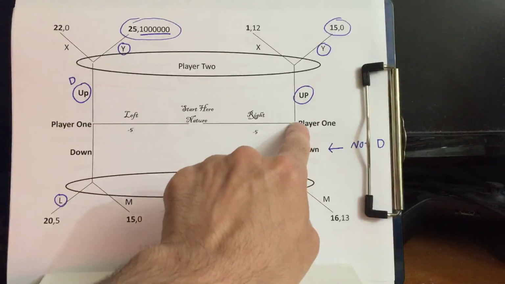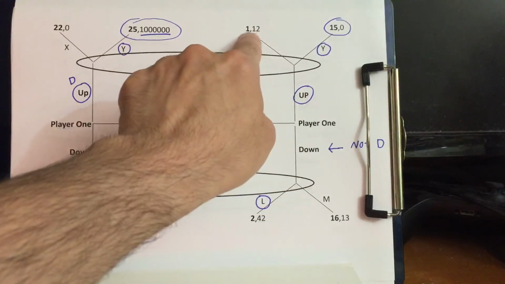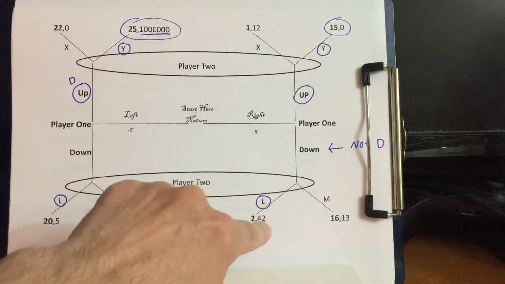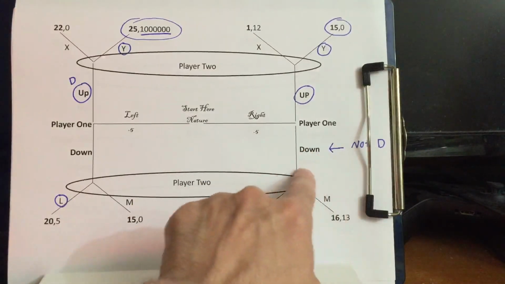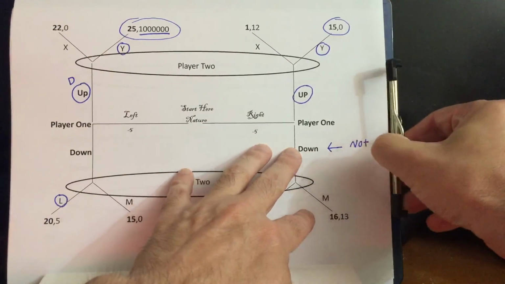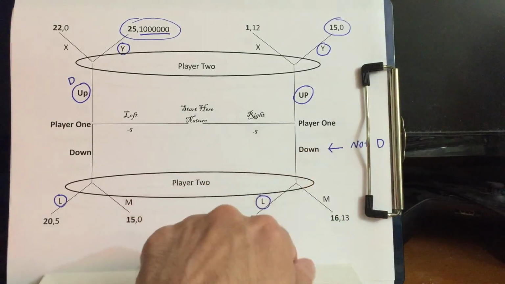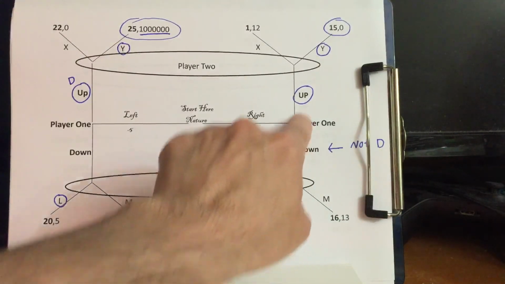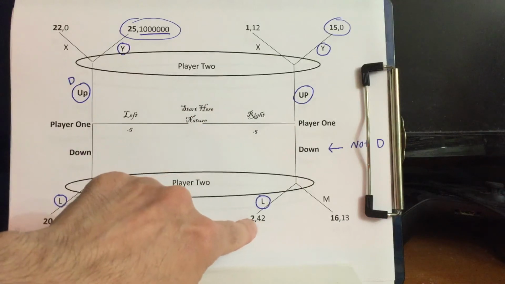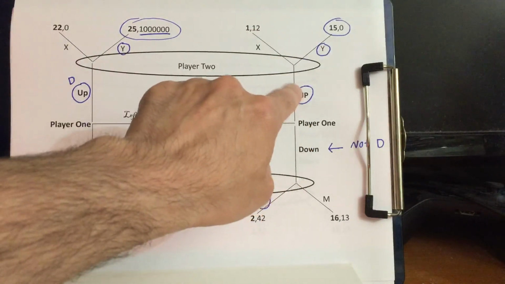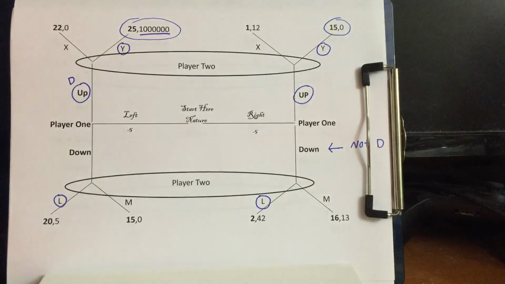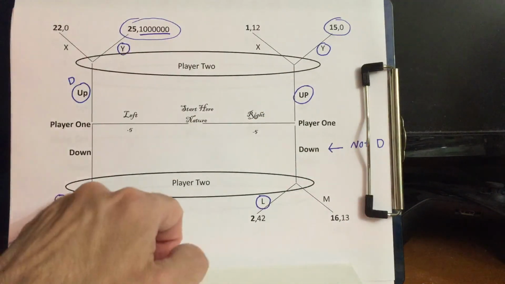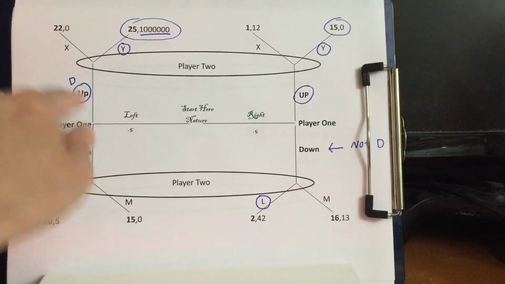What about if you're a righty? Well, going up can give you 1 or 15. Going down can give you 2 or 16. So no, this is not a dominant strategy. Because it's possible going up could give you 15 and going down could give you 2, which means up would be better, or it's possible going down could give you 15 and going up could give you 1, which means down is better. So far we know this L and this up.